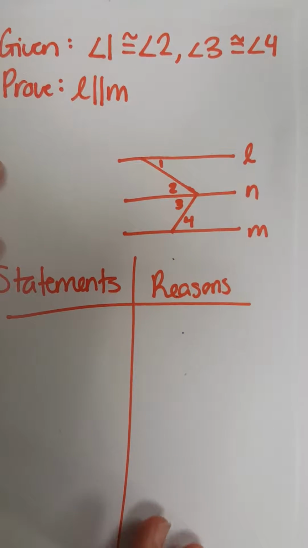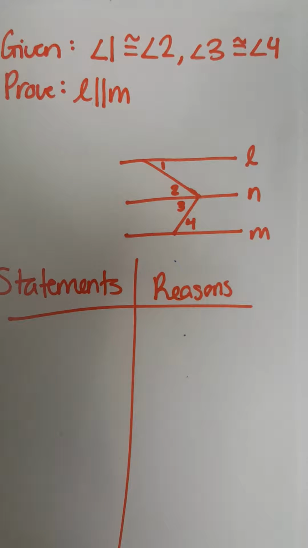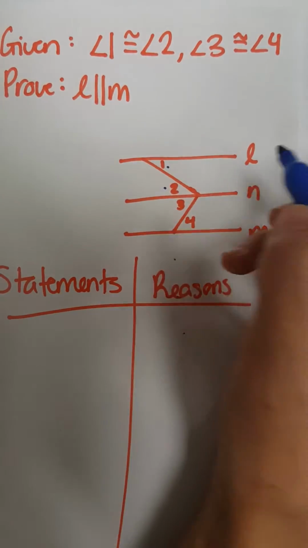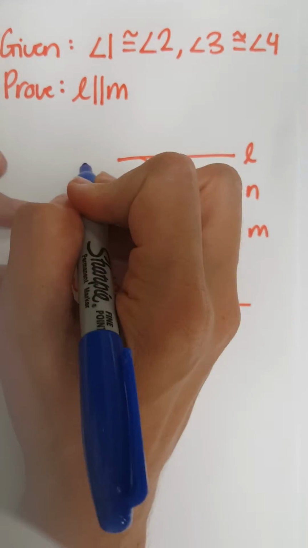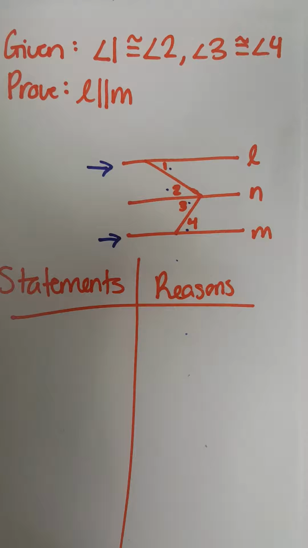Given, we have this picture. Given, angle 1 is congruent to angle 2. Angle 3 is congruent to angle 4, so these two are congruent to each other. These two are congruent to each other. In the end, we have to prove that L and M are congruent. Now, we look at this and what do you notice? How could we maybe relate L and M together?